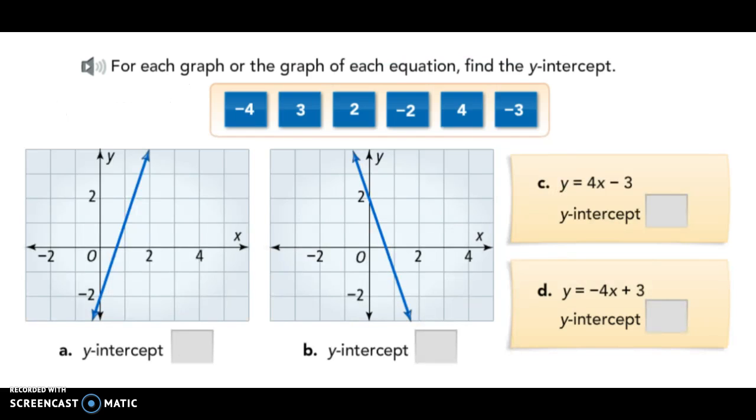For the graph of each equation, find the y-intercept. For our y-intercept portion, again, remember, it's where the graph crosses the y-axis. So our y-intercept in this case is at -2. For the next graph, B, our graph crosses the y-axis at 2. And then for C, remember, the y-intercept is the value that stands alone. So we have -3 as our y-intercept. The second one is simply +3.